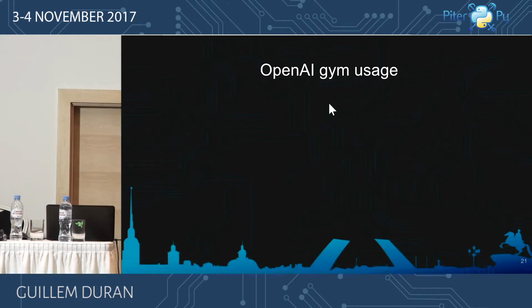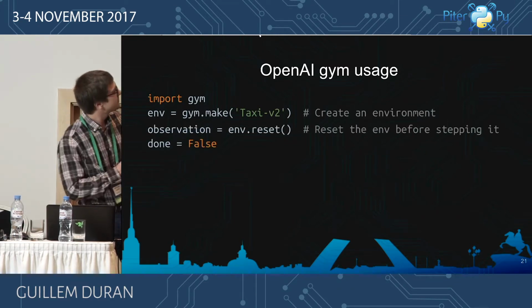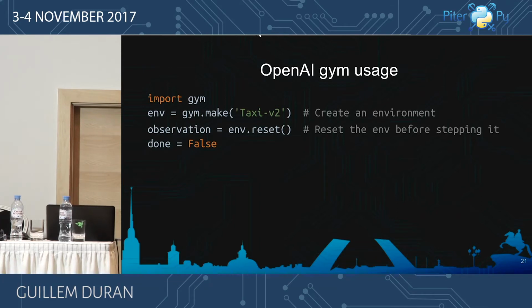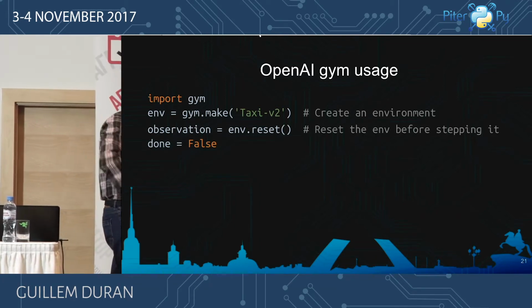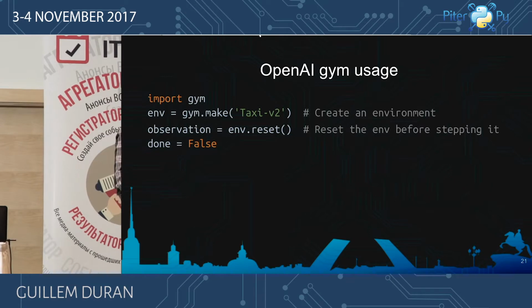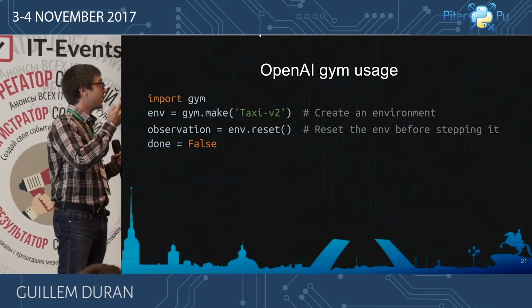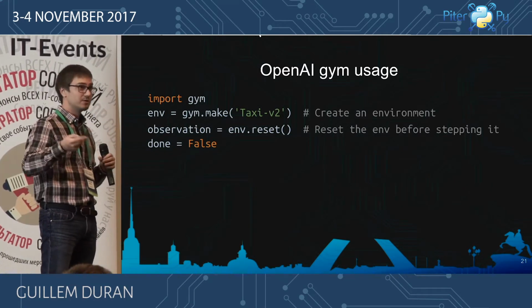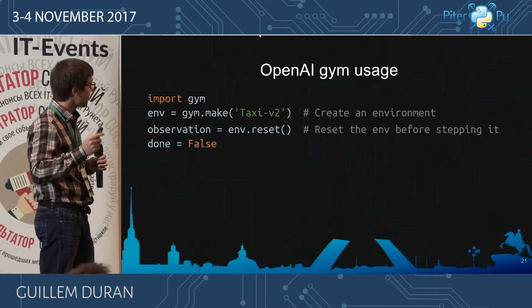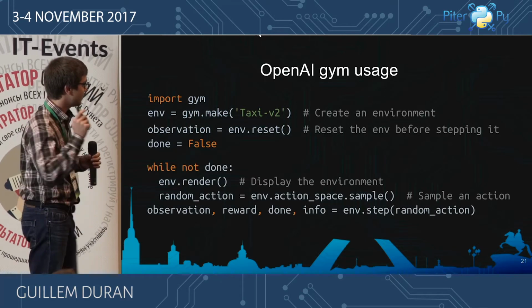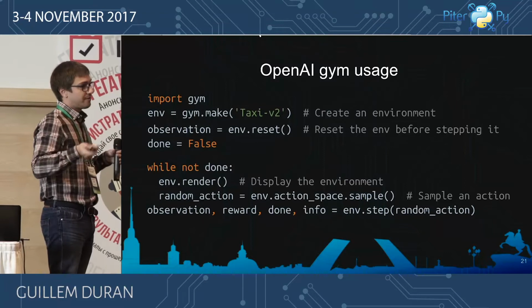How environments are used in OpenAI Gym. Okay, notes. First, you need to create your environment by using the gym.make method and passing the name of the environment. You have to reset it in order to be able to start using it. And then you can do different things.